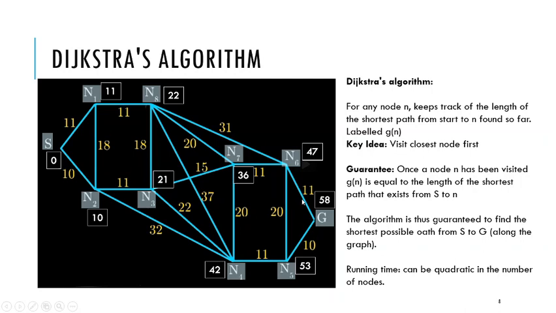Okay, so I leave it to you to prove whether it is correct or not. It's an interesting proof to think about, but when you visit a node, you are guaranteed that at that point you know the length of the shortest path from the start to the node. So in particular, that means that when you get to the goal, what you have is the shortest path, the length of the shortest path from the start to the goal, along the edges of the graph, of course.